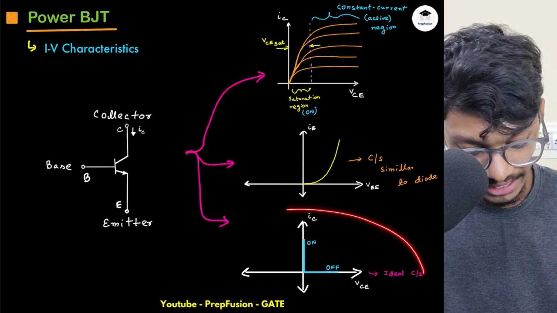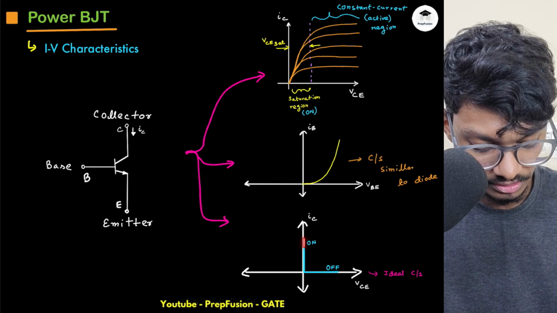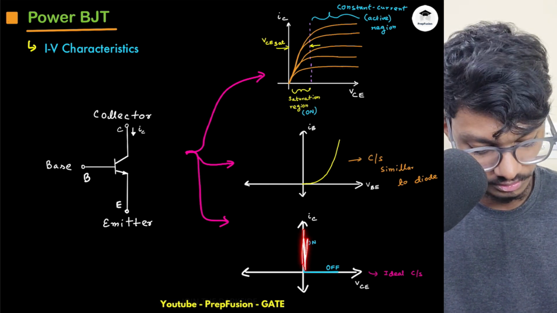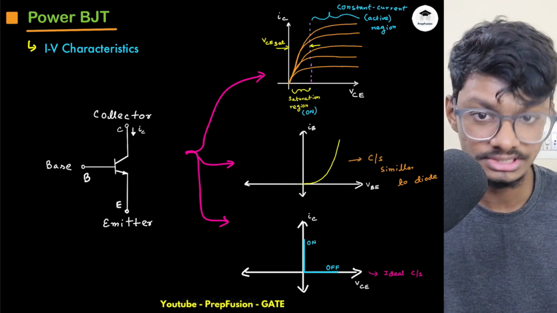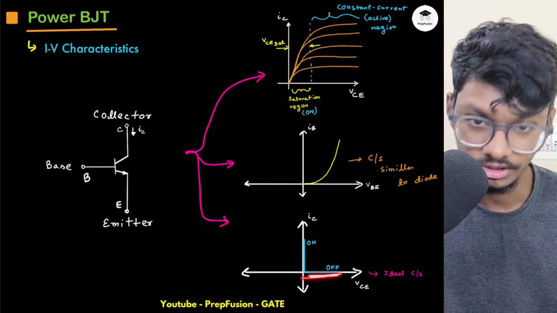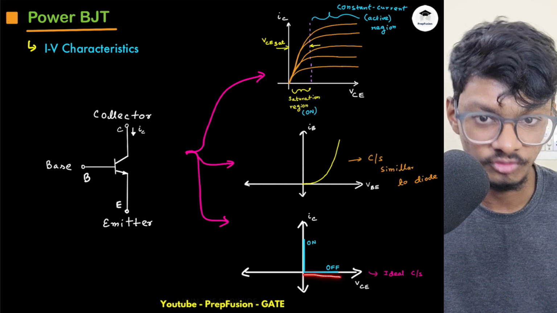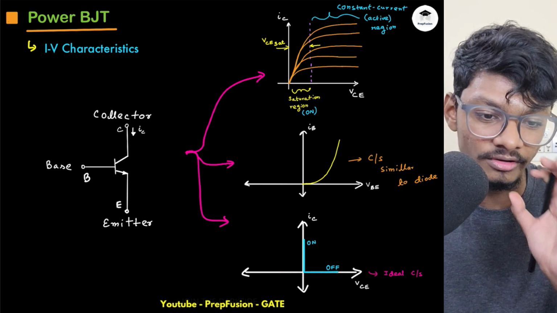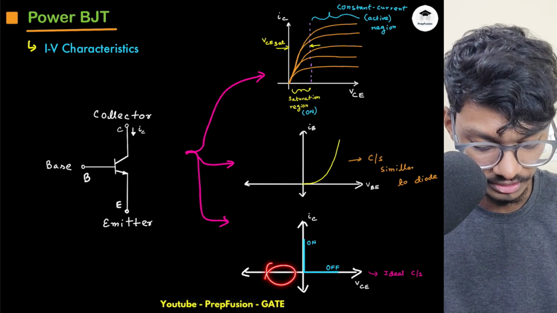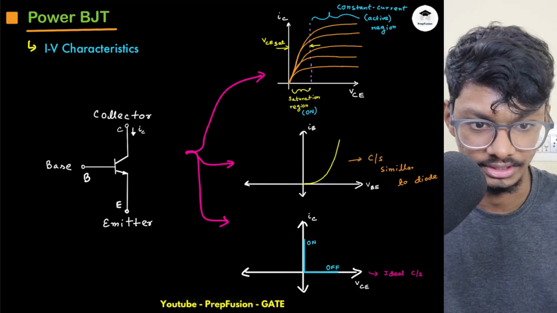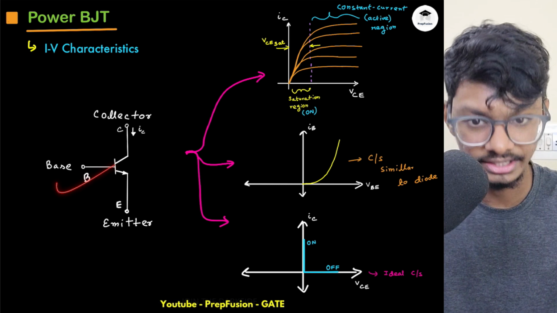And for an ideal BJT, when it is on, it should be on the y-axis, that is IC can be any value, and when it is off, it should be able to block any forward voltage. But it can only block a very small amount of reverse voltage, right? I haven't shown it here, but it can block a reverse voltage as well. So these are the characteristics that you should know.